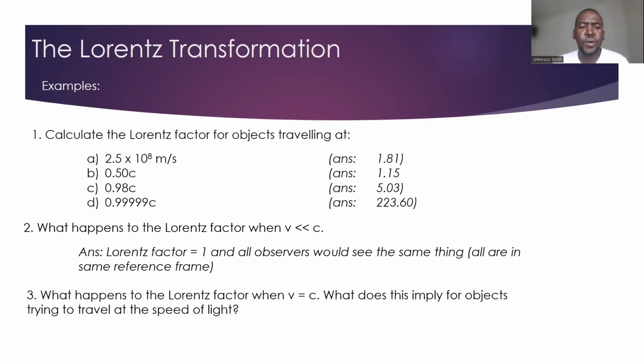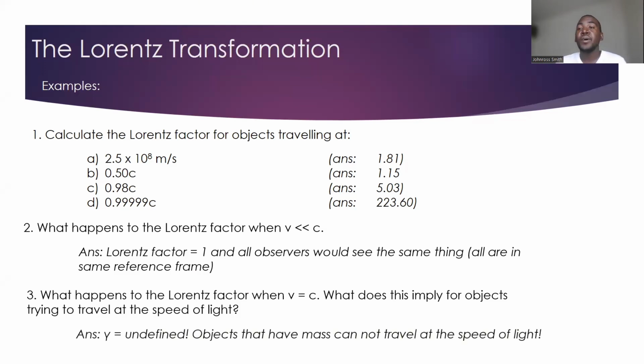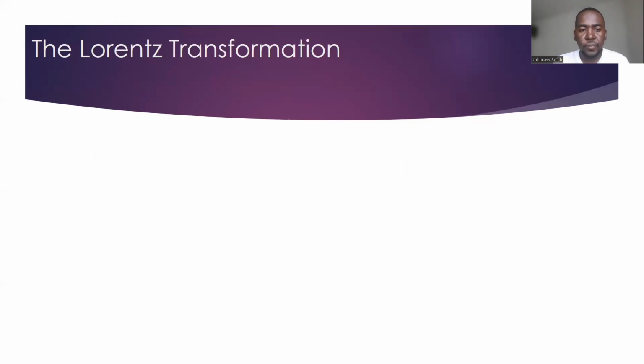And then the next question is, what happens if the speed is equal to the value of the speed of light? What does this imply for an object traveling at the speed of light? What that means is our Lorentz factor is undefined. Objects that have mass do not travel at the speed of light. Right? So nothing at this present moment are we able to quantify confidently as traveling at the speed of light. So hence, v will never be equal to the value of c, which is the speed of light.